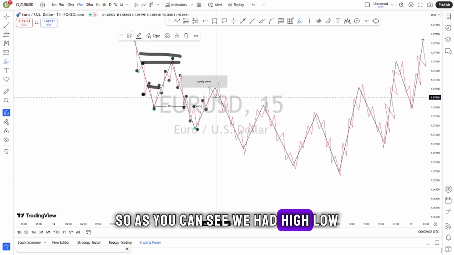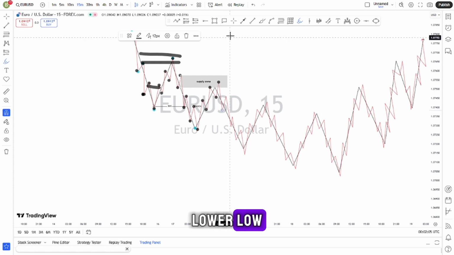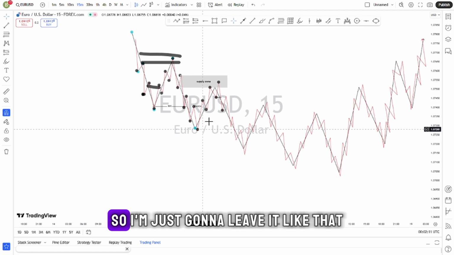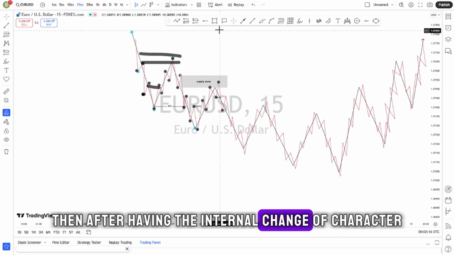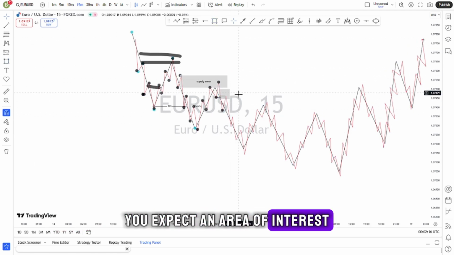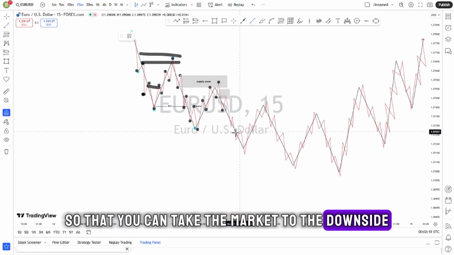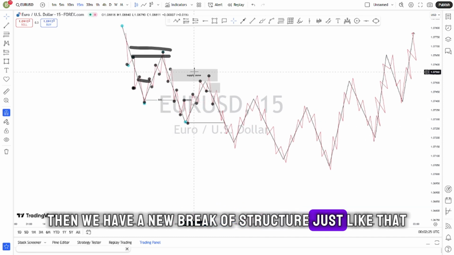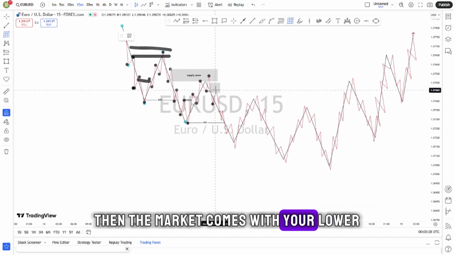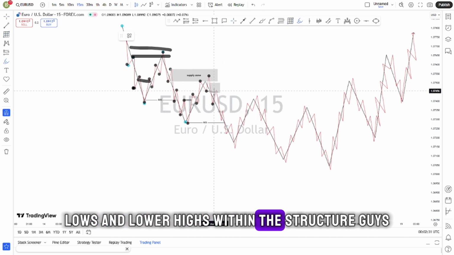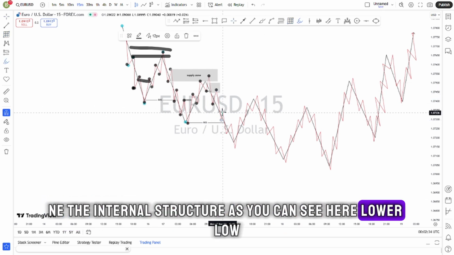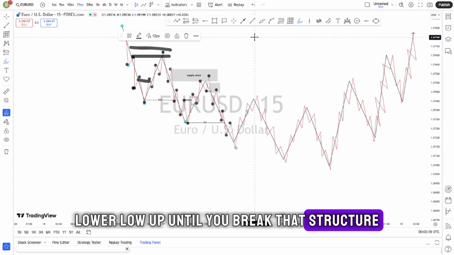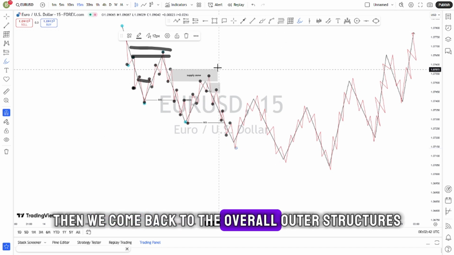So as you can see, we had high, low, higher high, lower low, of which this is your internal change of character around that point. So I'm just gonna leave it like that. Then after the internal change of character, you expect an area of interest so that you can take the market to the downside. Then after taking the market to the downside, we have a new break of structure, just like that. Then the market comes with your lower lows and lower highs within the structure, guys. The internal structure, as you can see here: lower low, lower high, lower low, lower high, lower low, until we break that structure. Then we come back to the overall outer structures.